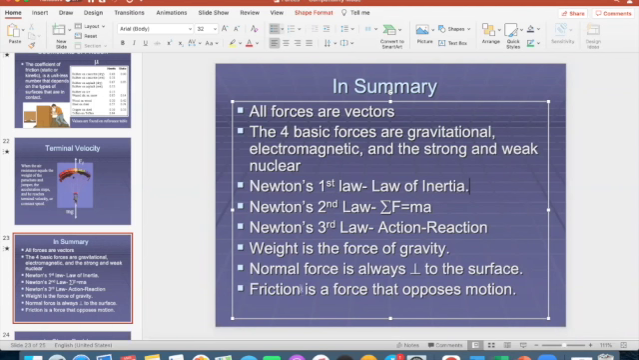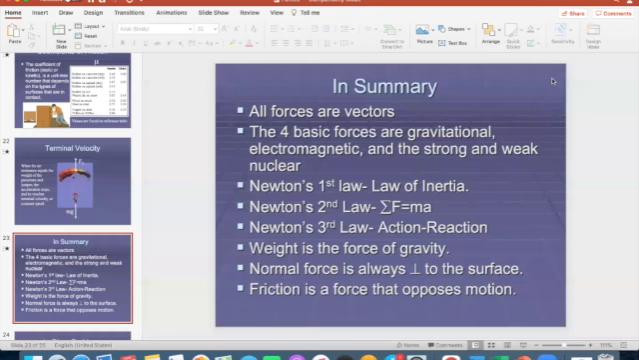Perpendicular just means a 90-degree angle. And then we talked about friction, which is a force that opposes motion. Anytime you think about an example for friction, think about the brakes on a car: applying brakes as you're moving forward will begin to slow you down so that you can come to a stopping point.